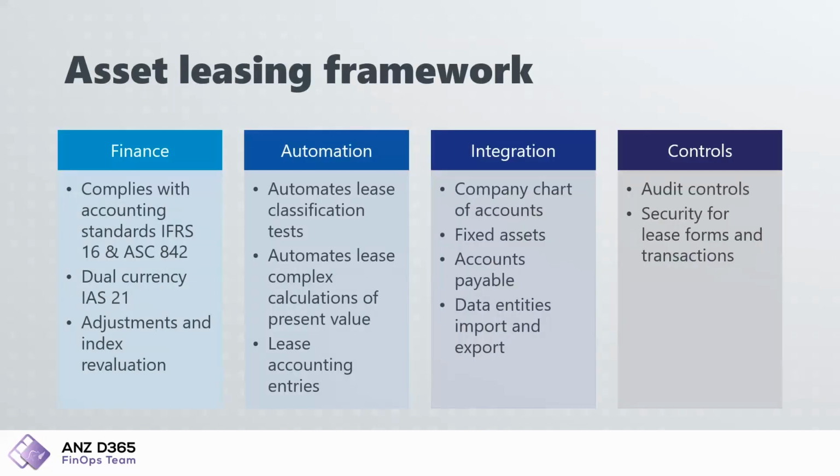So for the framework, I have kept four components for us to understand of the asset leasing framework. This asset leasing complies with accounting standard IFRS 16, which is applicable for Australia and New Zealand, whereas for US it's ASC 842. It does have dual currency, IAS 21, where you can define your own different currency whenever you are making any transaction, with a specified exchange rate based on the agreed terms on the asset leasing agreement.